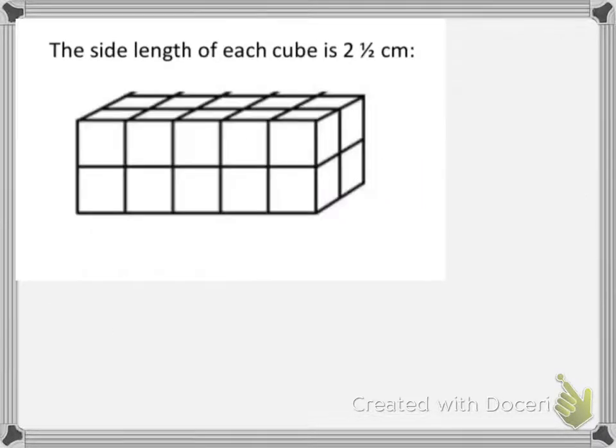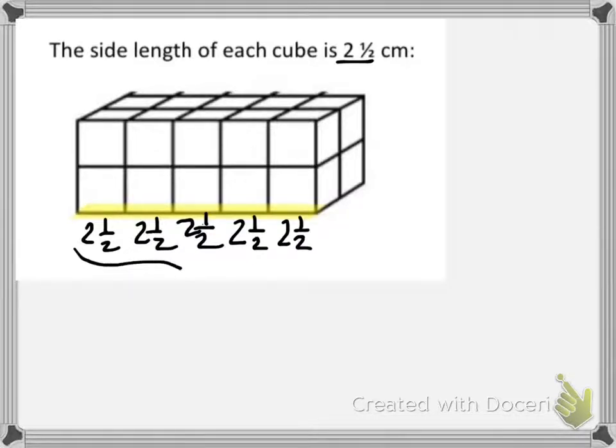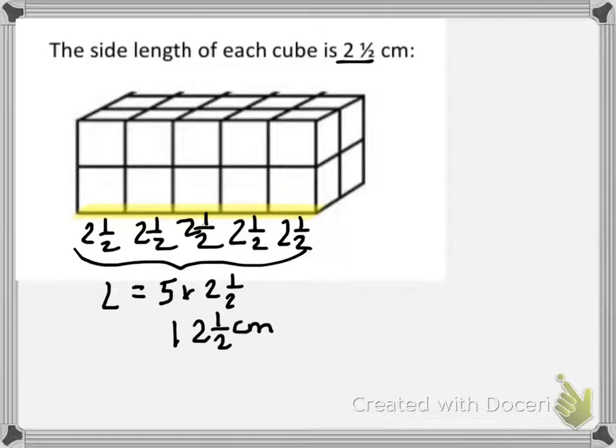Let's take a look at another problem here. A different rectangular prism made up of cubes again. This time each side length is 2.5 centimeters long. So if I want to find out how long the full length is, I'm just going to put in 2.5 for each one. I'm losing the fraction bar there, sorry. And another 2.5. So now to find the full length, we can add up 2.5 plus 2.5 plus 2.5 plus 2.5 plus 2.5, or multiply 5 times 2.5. Either way, that would get us to 12.5 centimeters for the length.